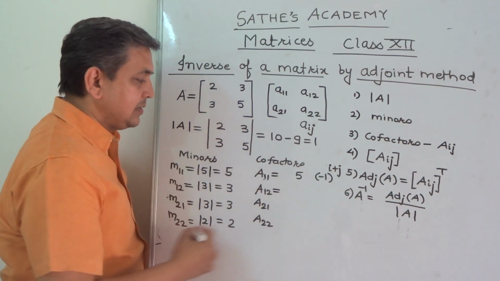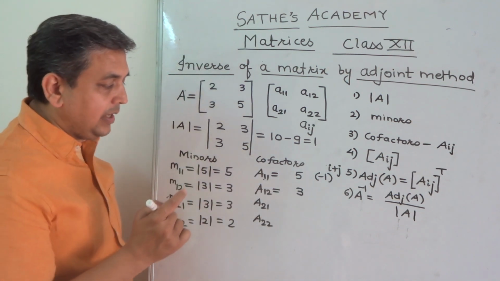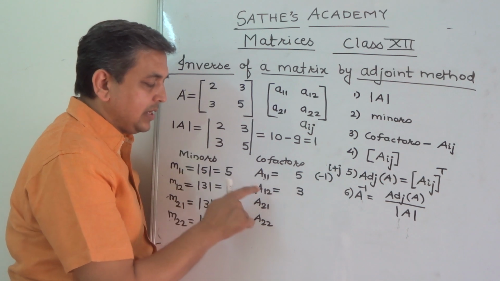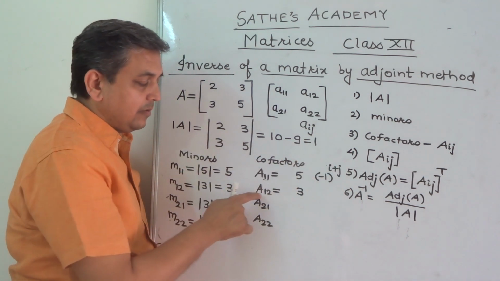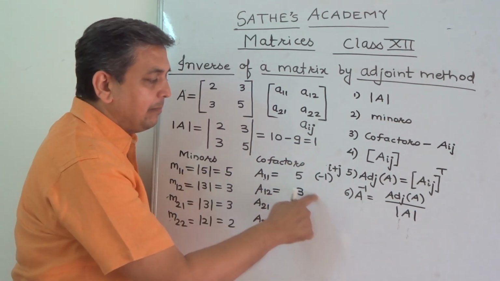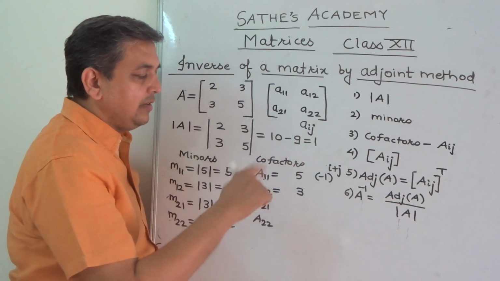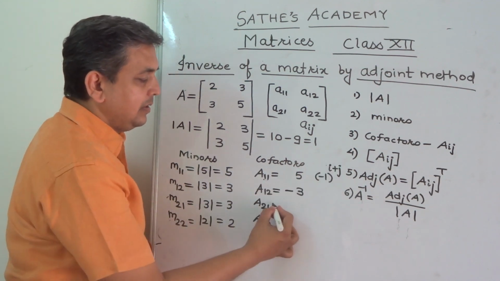Now check for this. The value is the same, 3, and we have to use the proper sign. Now what sign? 1 plus 2, i plus j. 1 plus 2 is 3. 3 is an odd number, and (-1) raised to power 3 will be -1, so the sign will get reversed.